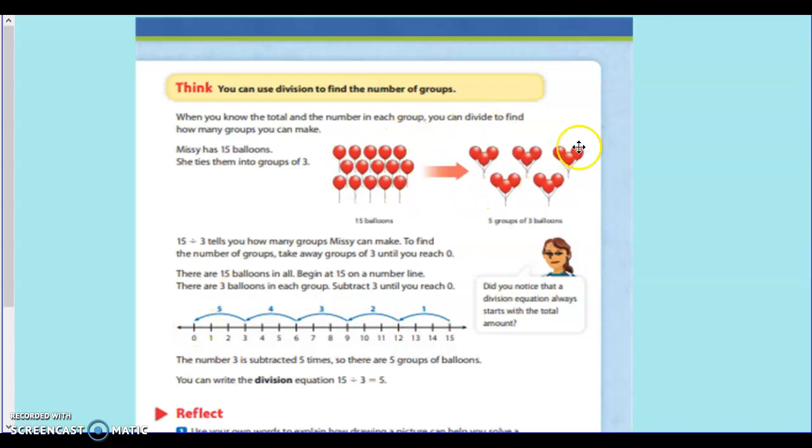Or if you draw it out like this, you can see it really easily. You could put your 3's together, and you've got your 15 divided by 3 equals 5. And here's your equation for that.